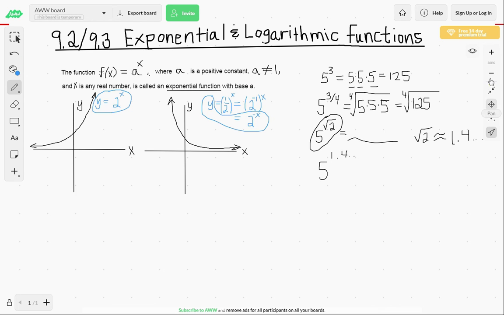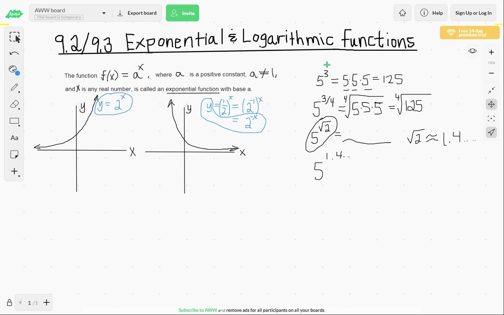So I think that's it for this video. In the next video, we're going to continue on and get into logarithmic functions, and talk a bit more about the relationship between exponential and logarithmic functions.